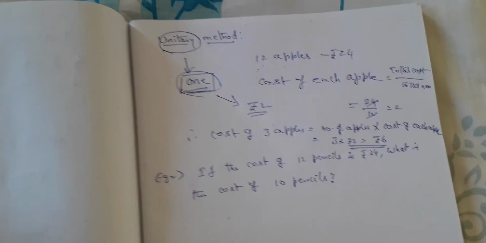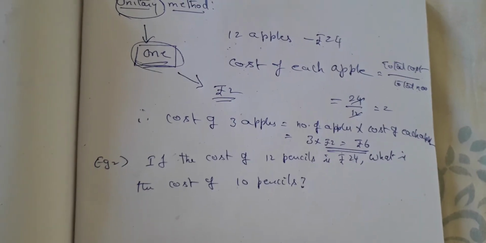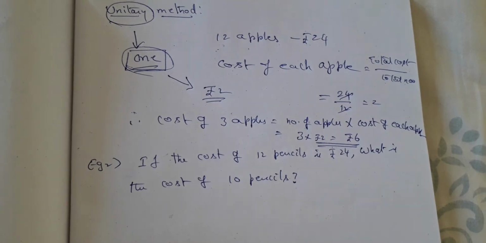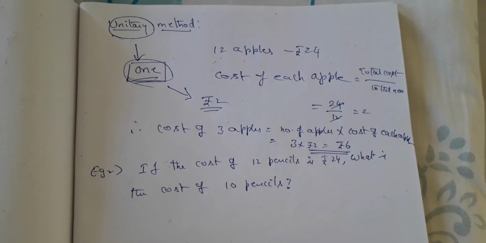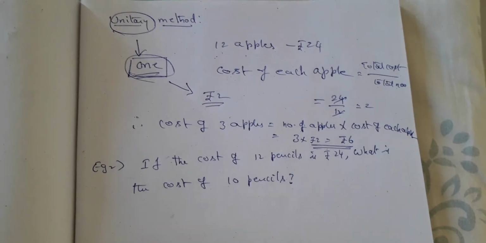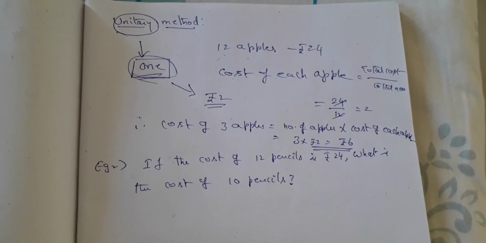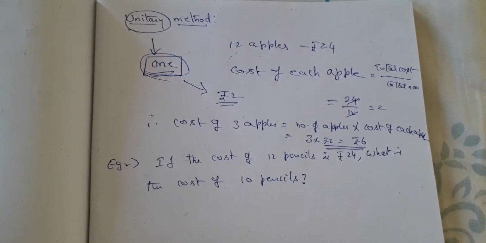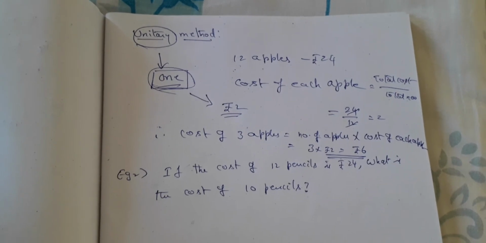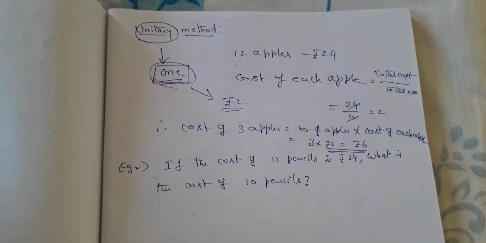Okay children, please pause the video and take a screenshot of example 2 written here: if the cost of 12 pencils is 24, what is the cost of 10 pencils? This is homework for you, and I want you to do it in both methods. One is taking shares, that is 10 out of 12 of 24, and the other one is the unitary method. I want you to do it in both methods and post me your answers. Okay, so see you again in the next class.